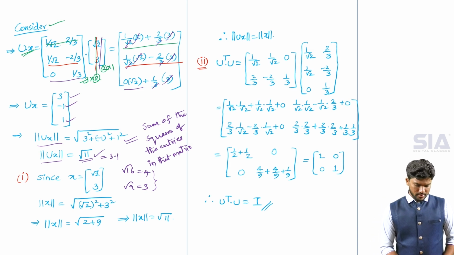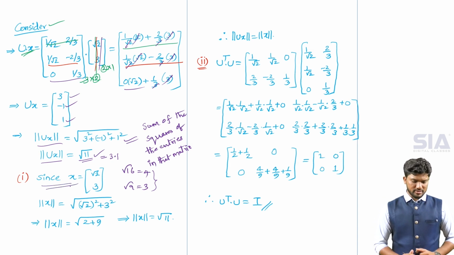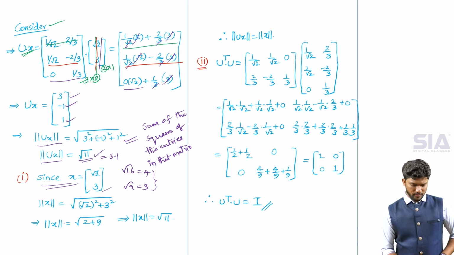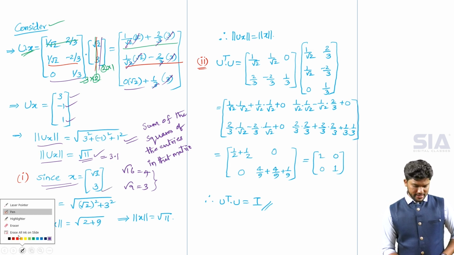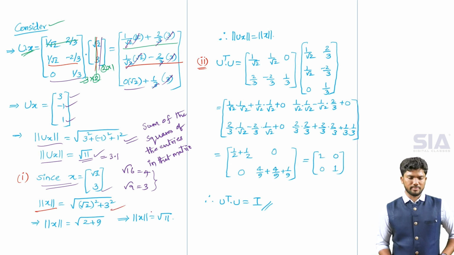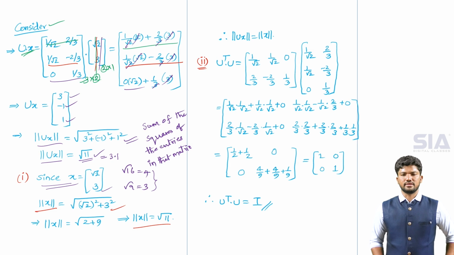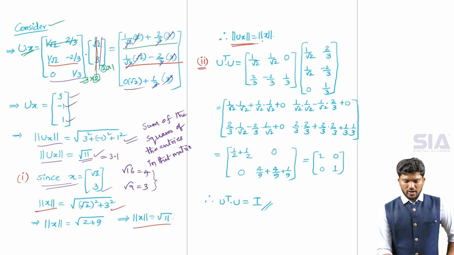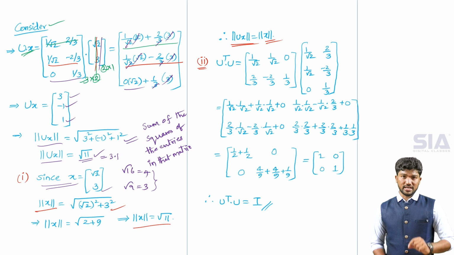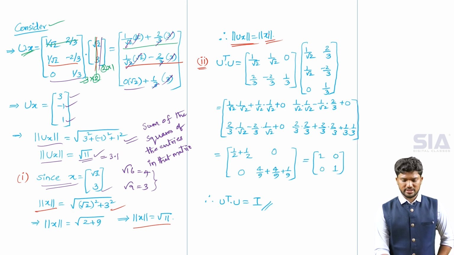So the next condition is, since small x is equal to root 2, 3 we have, and the length of the vector small x is equal to under root of 2 square plus 3 square. So 2 plus 9, again we have norm x is equal to root 11. So therefore norm Ux equals norm x. So that is the first condition. Norm Ux is equal to norm x.